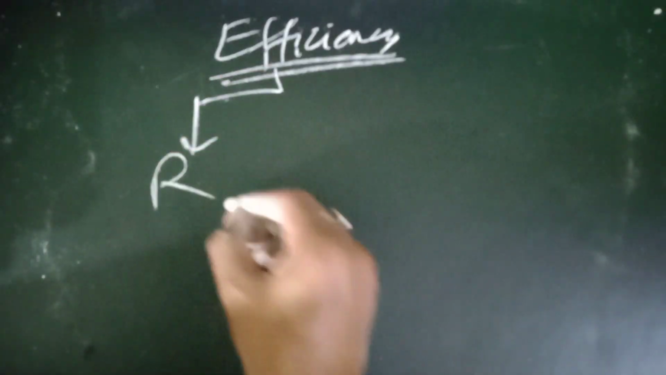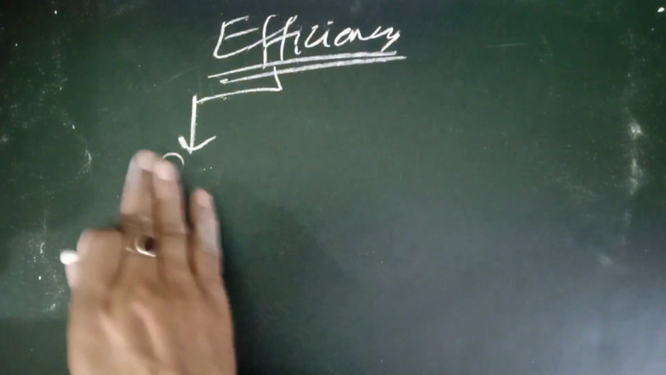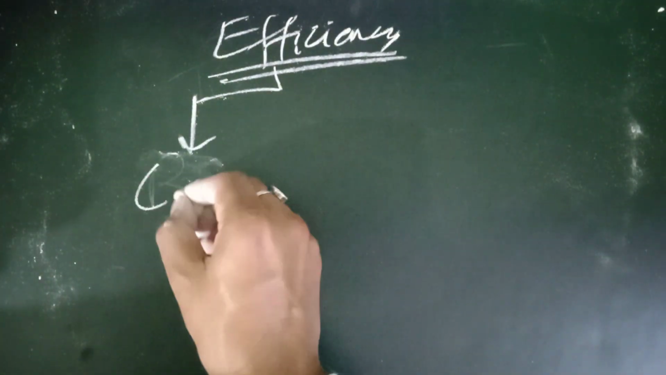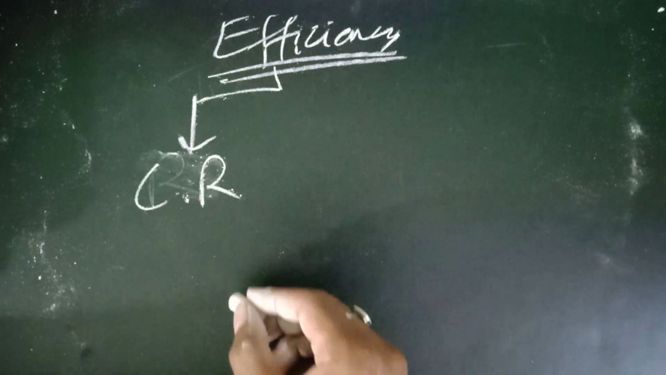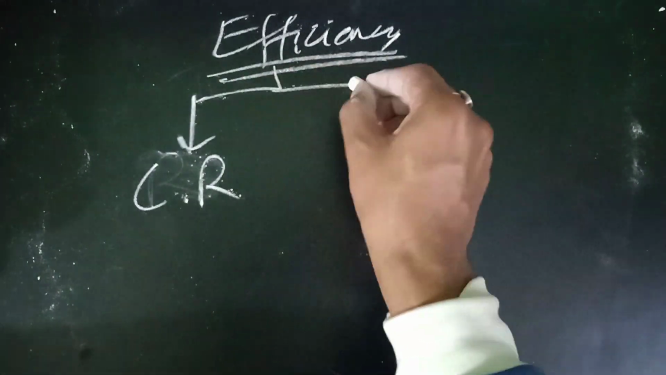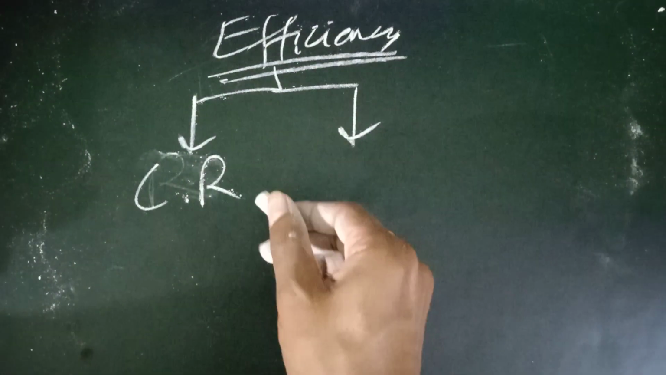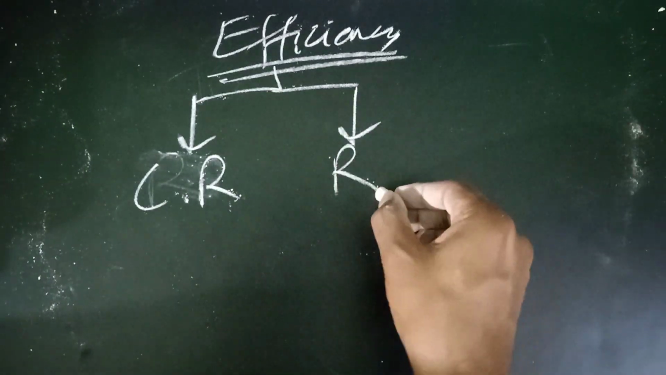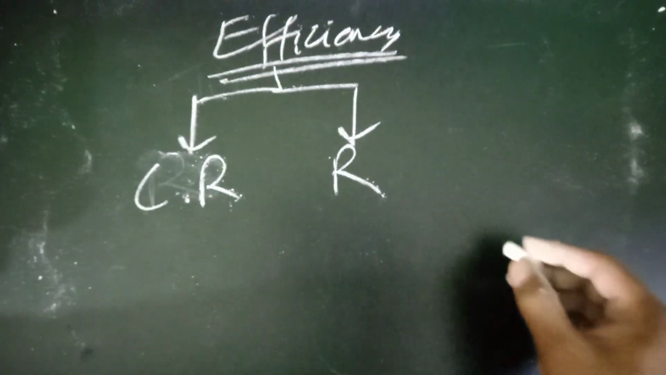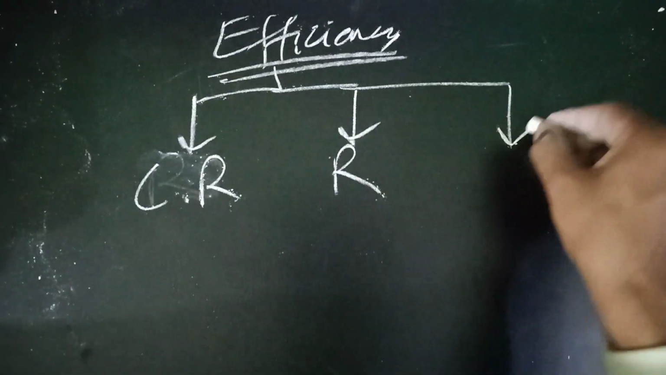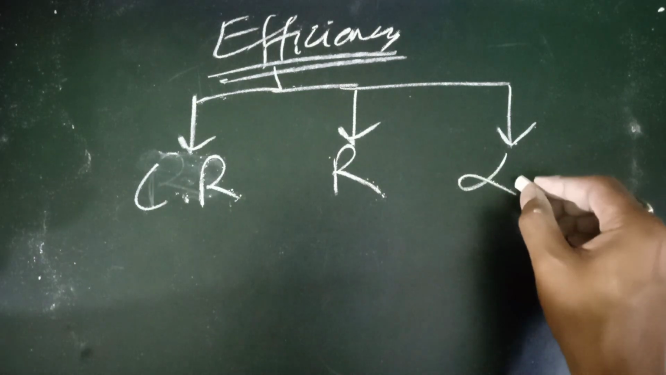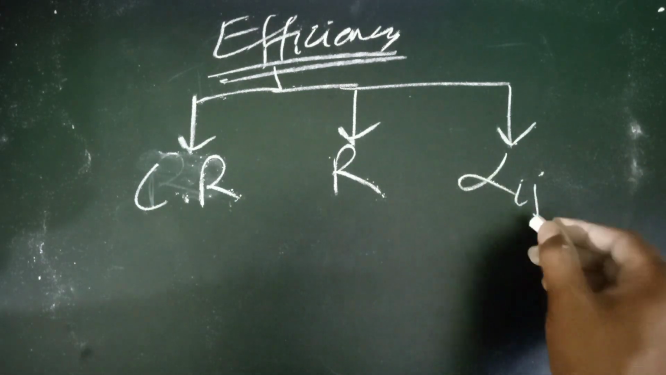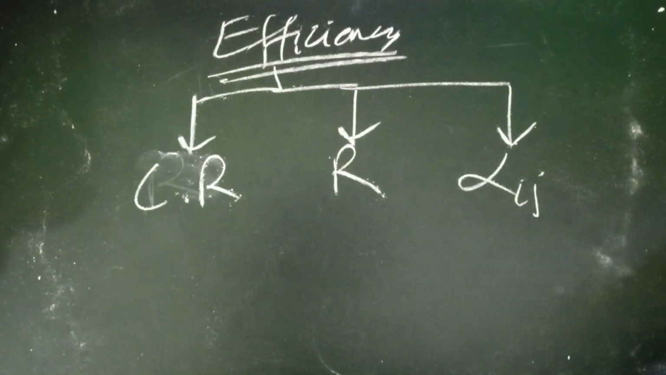First is the CR, that is conversion ratio or recovery ratio. Then we have the rejection, the solute rejection denoted by R, and finally what we have is selectivity denoted by alpha ij. I will tell you about these three. First, starting with CR. CR is conversion ratio.